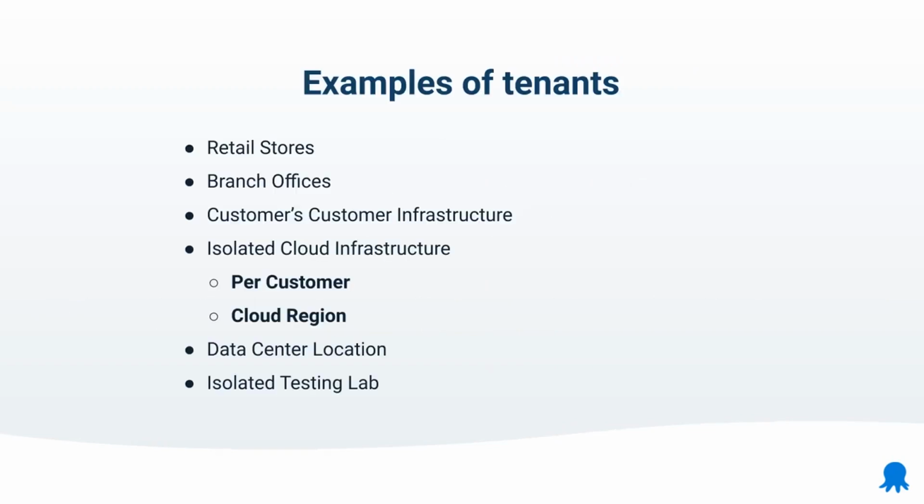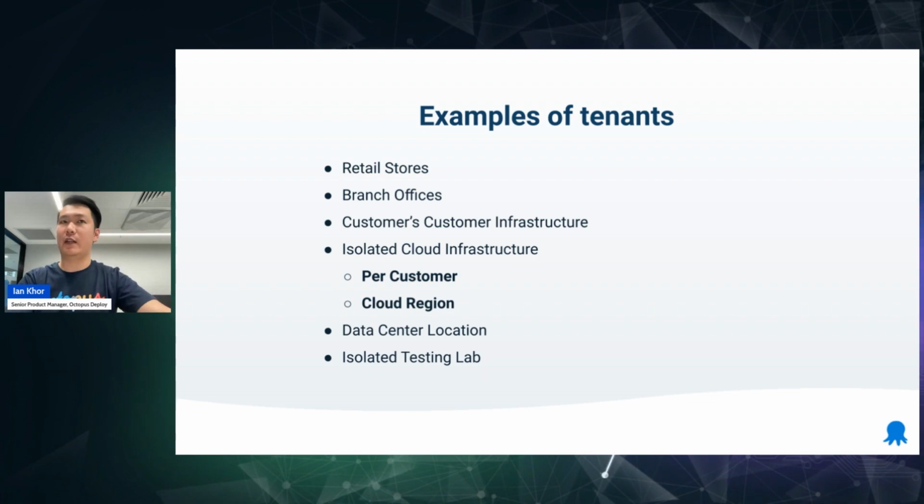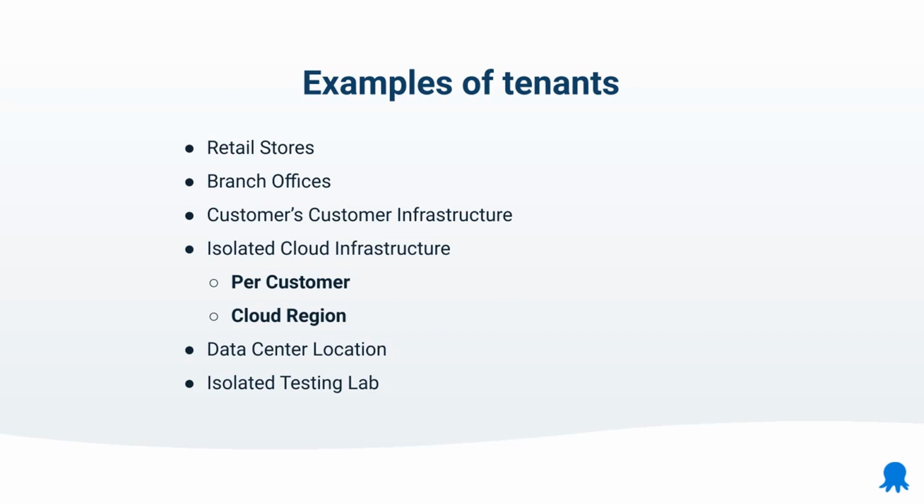And when we talk about what we mean by tenants, some of the examples can be retail stores, branch offices, your customer infrastructure, as we mentioned in that SaaS or PaaS scenario. And this is especially if the Octopus user is a B2B provider and you need to deploy to your customer's infrastructure, or you need to deploy to an isolated cloud infrastructure per customer, and maybe it's a different cloud region for a variety of different legal reasons.